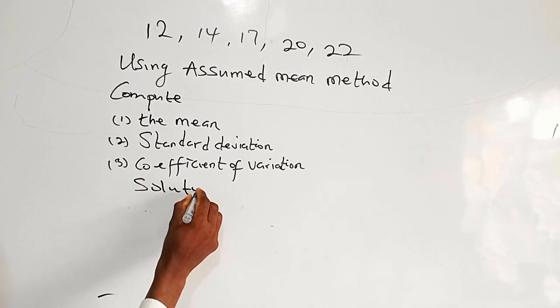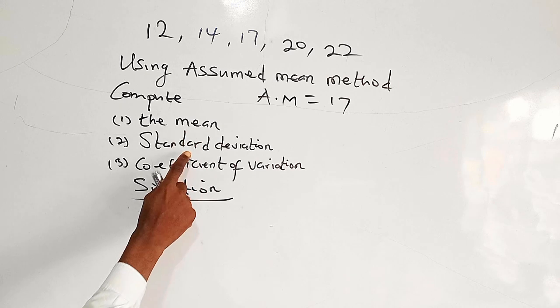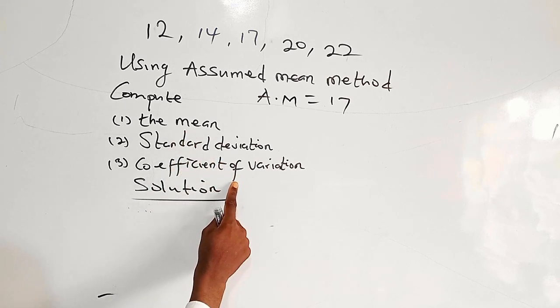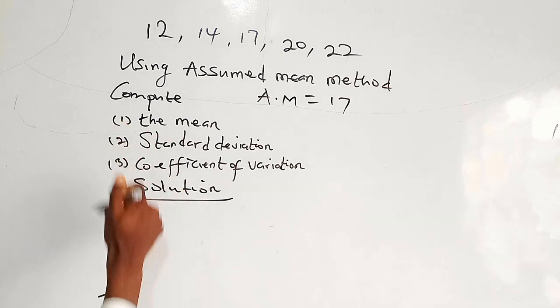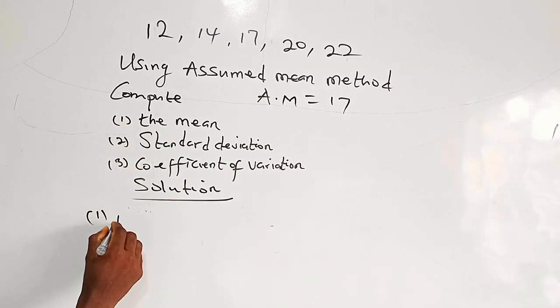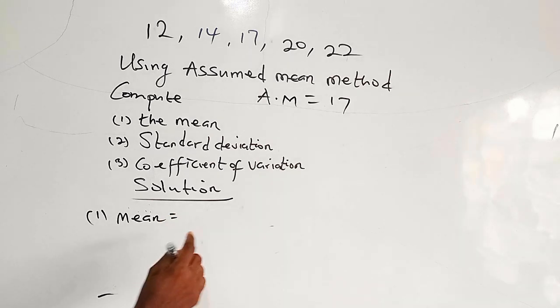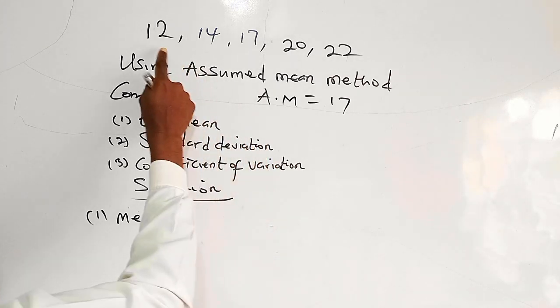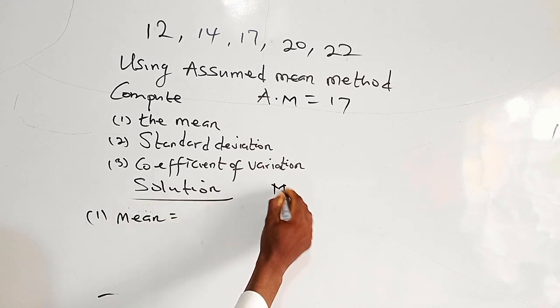Solution. I want to use this assumed mean to figure out my mean, my standard deviation, and coefficient of variation at the same time. So let's start with the mean. So how do we get the mean? The first thing we do is look at all this set of data given to us, and we have to look for what we call the deviations. How do we do that?